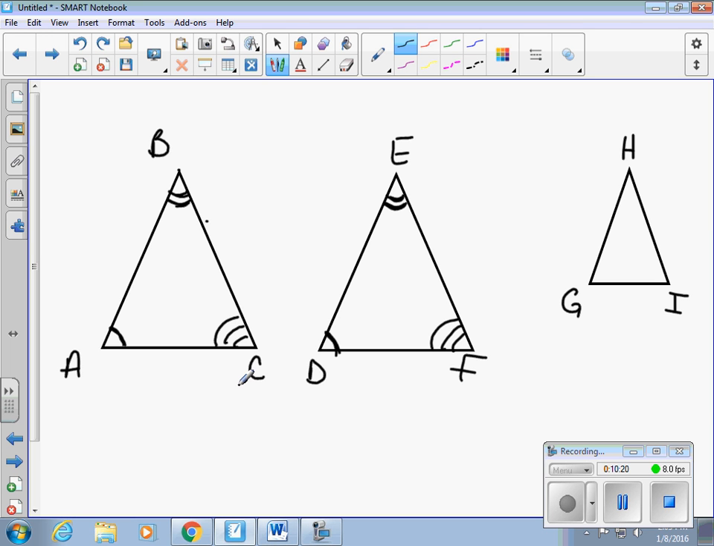Now, you can do your sides the same way. AB, this side length, corresponds with what? DE, correct? All right. What about AC? It corresponds with DF. And what about BC? EF. Everybody see how we matched that up?